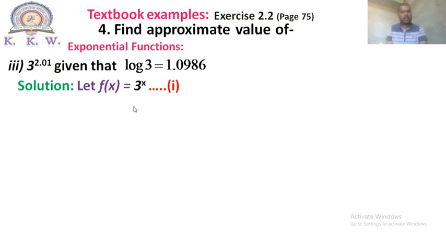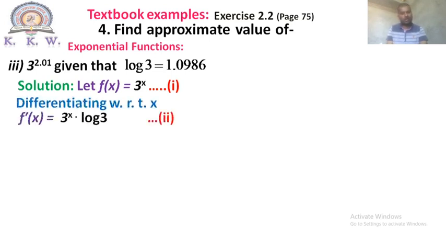Differentiate it with respect to x. We will get derivative of 3 raised to x is 3 raised to x into log 3. Value of log 3 is given, 1.0986. Now we'll find a. The value of a is very close to 2.01. Therefore, we'll take a as 2 and h equal to 0.01. How to find h? 2.01 minus 2, you will get h is equal to 0.01.